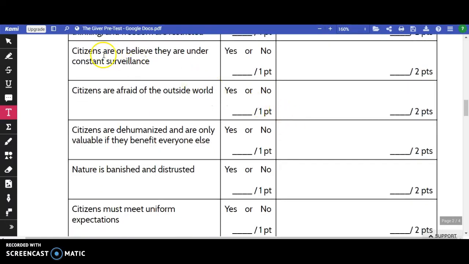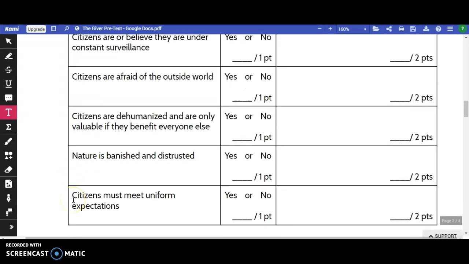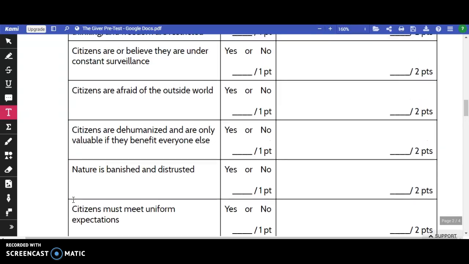The rest of the characteristics are citizens are or believe they are under constant surveillance. Citizens are afraid of the outside world. Citizens are dehumanized and are only valuable if they benefit everyone else. Nature is banished and distrusted. And citizens must meet uniform expectations. For each of these characteristics, you must determine whether or not it is in the story and circle either yes or no. If it is in the story and you circle yes, then you must give an example of that characteristic from the story.